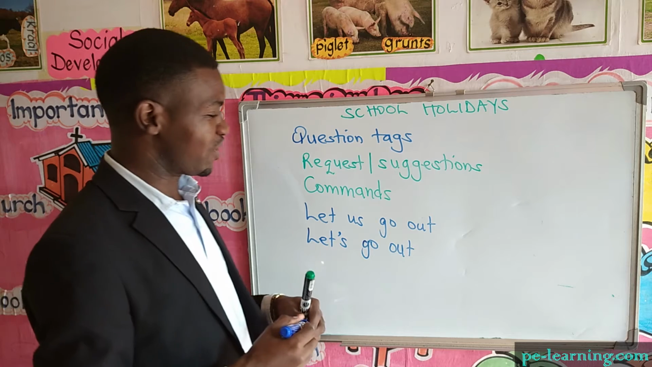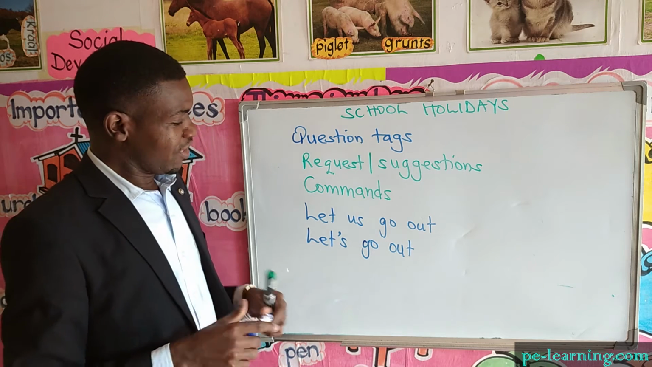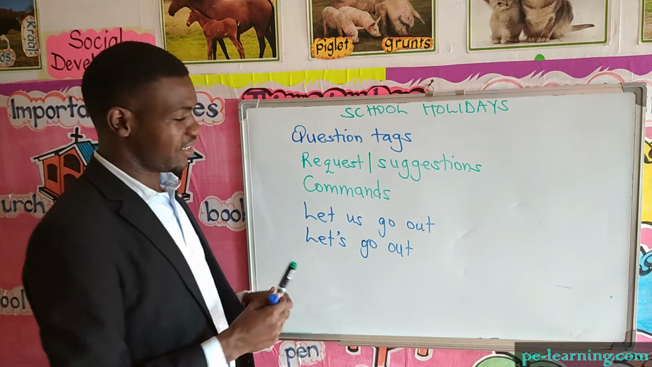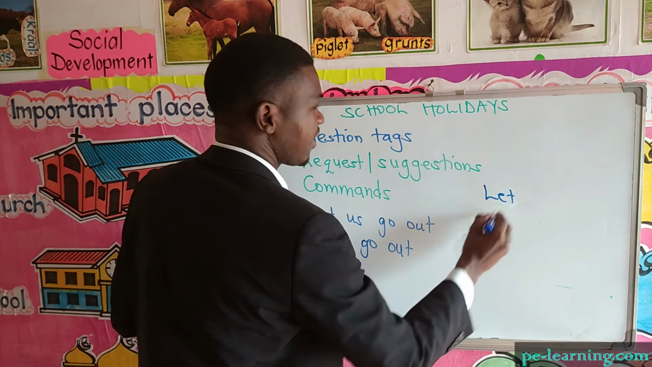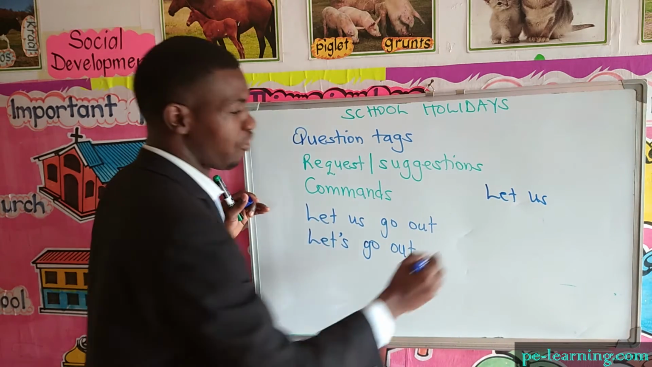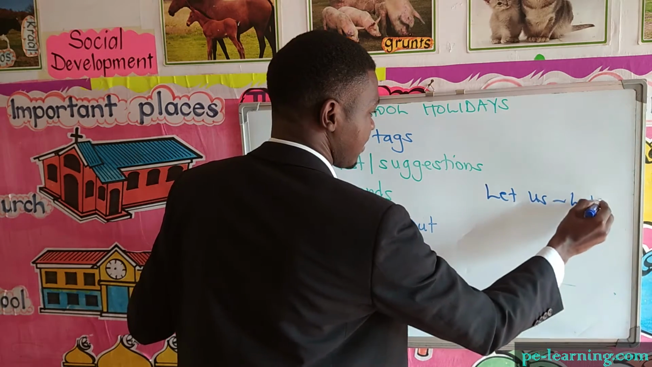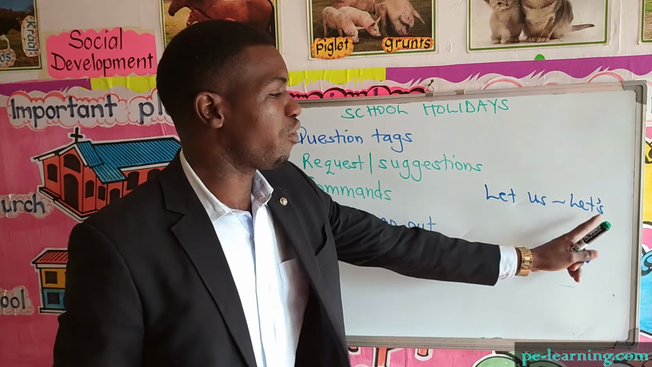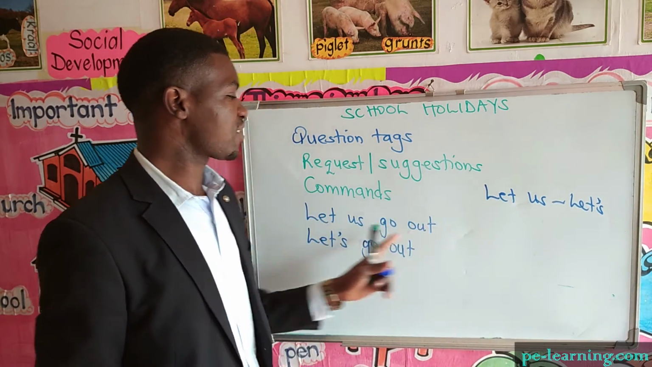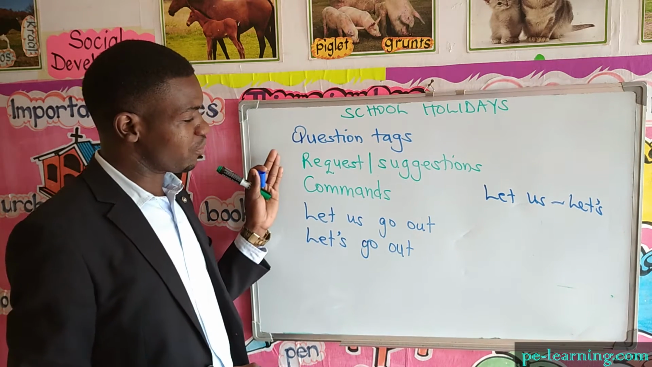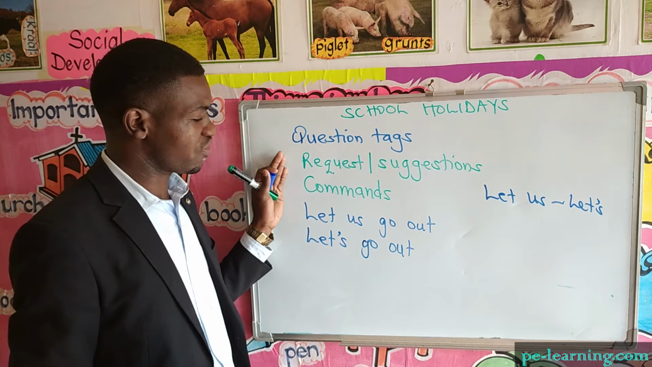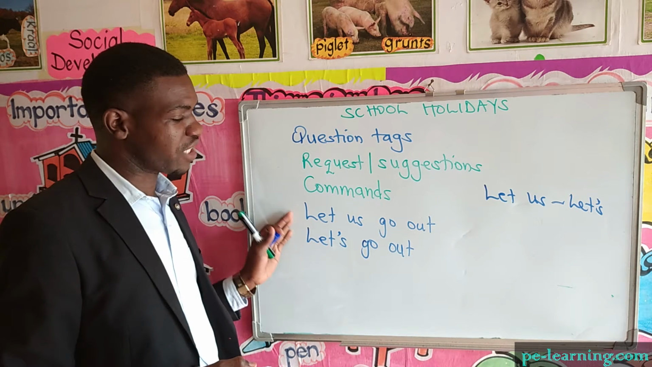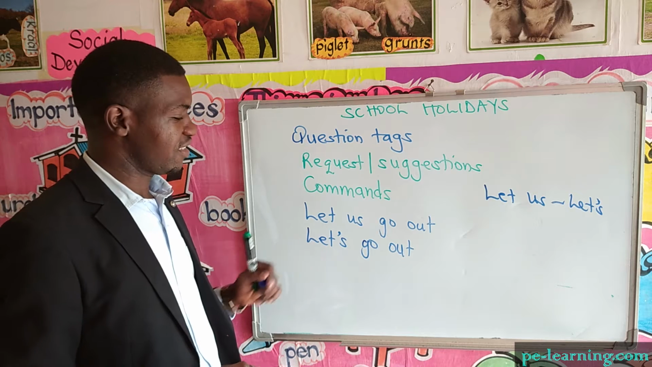Now, these are two different statements. When we have let us, and then we have let's, we would think let us is the full form of let's. Yes, you're very right. Let us is the short form of let's. But for this case, when we are dealing with question tags, and when we are dealing with requests and suggestions, the meaning changes. And we have to apply different question tags to these statements.